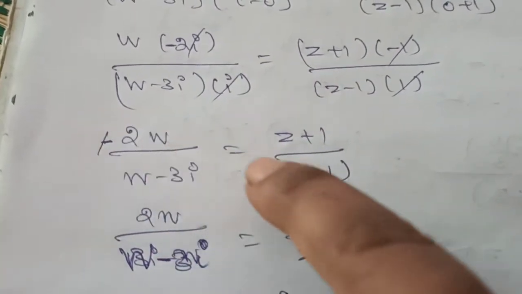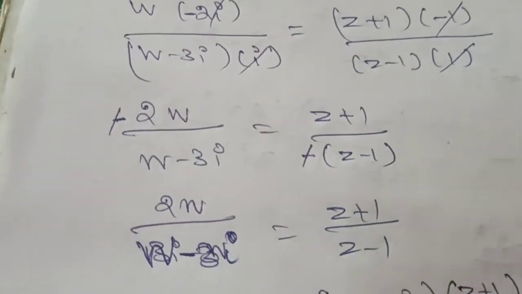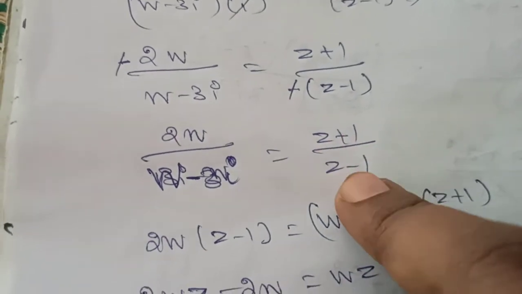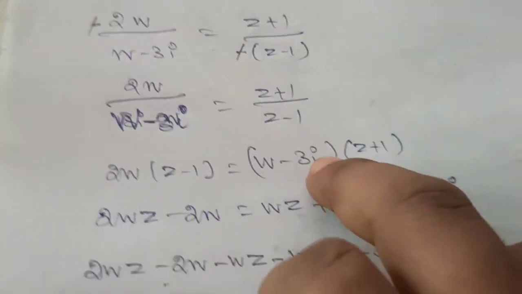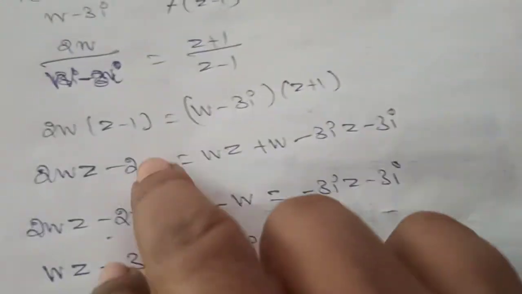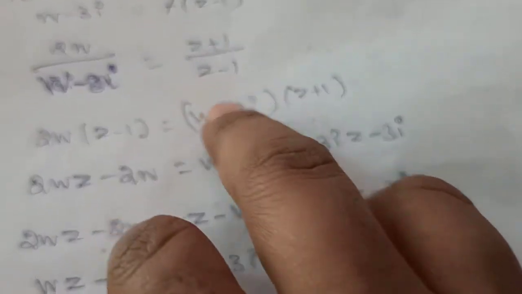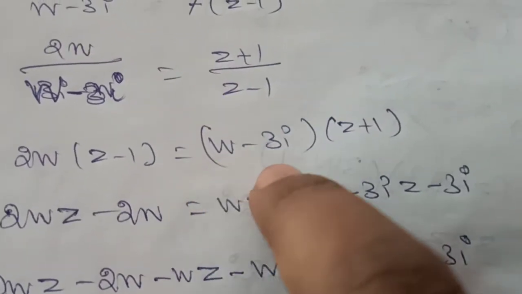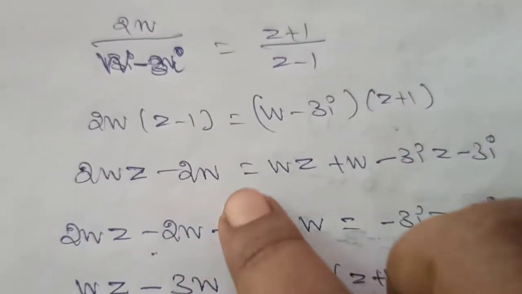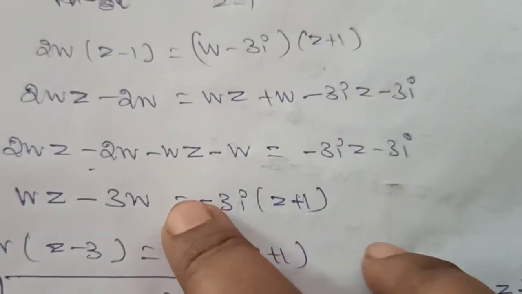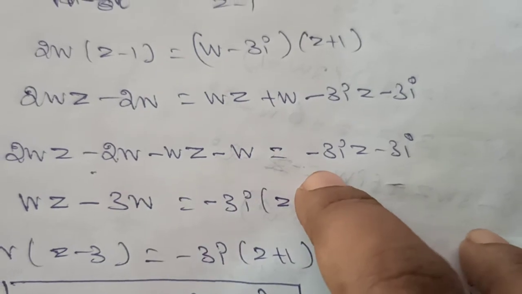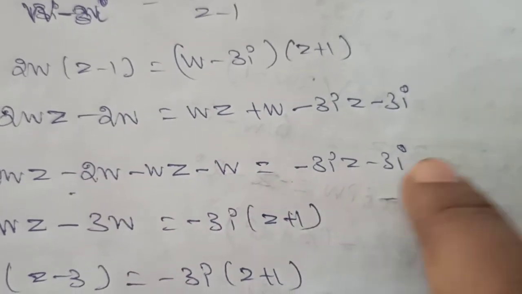The negative on the left and right sides cancels, so 2w divided by (w minus 3i) equals (z plus 1) divided by (z minus 1). Next, using cross multiplication: 2w into (z minus 1) equals (w minus 3i) into (z plus 1). Next, multiply out all the values, so that the left side is in terms of w and the right side is in terms of z and a constant.